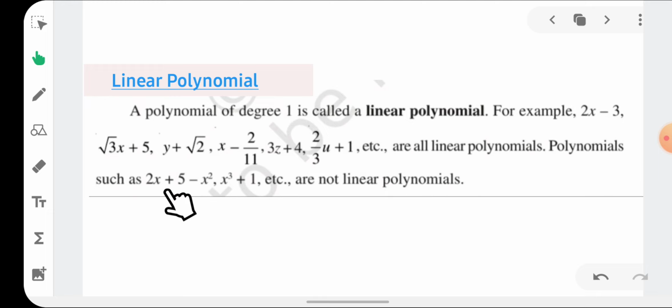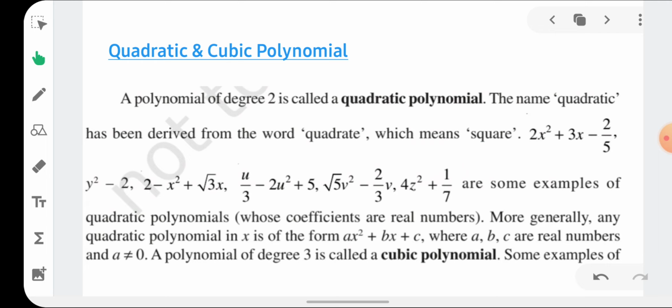Okay, the place of the terms can be interchanged, but the highest power is still there. That's why this is not a linear polynomial. The highest power is 3, not 1. That's why this is not a linear polynomial. Okay, now let's look at another topic.